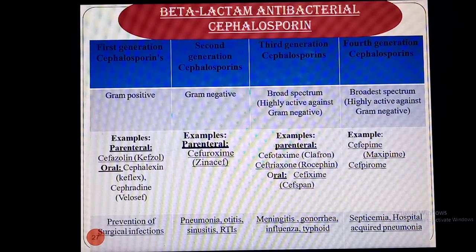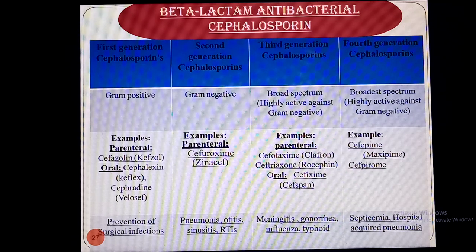For example, there are certain parenteral drugs which are available in the form of injections. Cephalosporin is available in the market by the trade name Capzoles. Orally, they are also available by the trade name Caplex, while Cypridines are available in the market by the trade name Velocip. So they are used for the prevention of surgical infection.